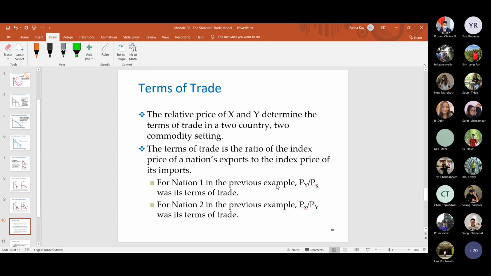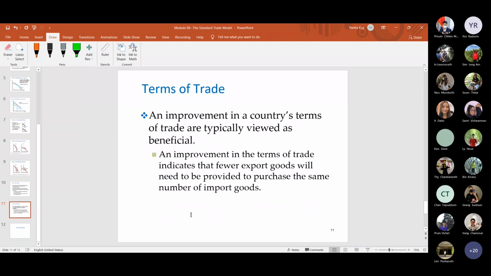The terms of trade is the ratio of the index price of a nation's exports to the index price of its imports. For example, for Nation 1 in the previous example, we have PY over PX as the terms of trade, but for Nation 2, in the previous example that you have learned, PX over PY was the terms of trade. Okay, that is the terms of trade.